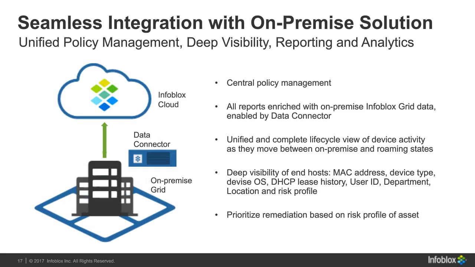If you do have Infoblox on-premise, either Infoblox ActiveTrust on-premise or DDI on-premise, the ActiveTrust Cloud solution actually integrates seamlessly with the on-premise solution to give you deeper visibility. So all the contextual information that you can get from the on-premise Grid infrastructure will be pulled into the reports in ActiveTrust Cloud. You can get a complete unified lifecycle view of device activity, whether it's on-premise or roaming, or coming from a roaming state to an on-premise state. You can manage all of that using a single UI with a single management console, and you get unified policy management as well if you do have on-premise Infoblox.